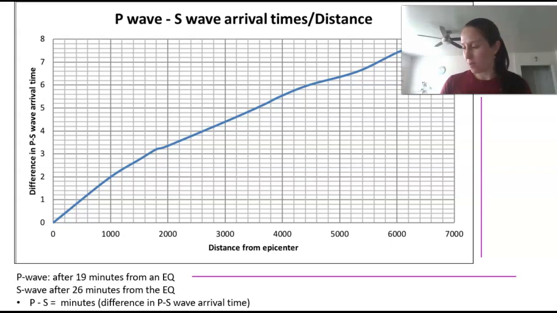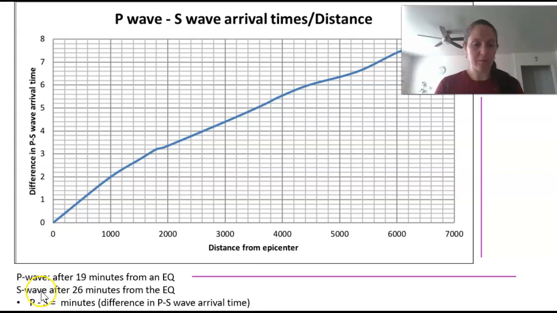Okay, so if question 19 had not told you that the P wave arrival time was 6 minutes after the earthquake and the S wave 12 minutes, but rather it had told you that the P wave arrival was after 19 minutes from the earthquake and the S wave 26 minutes after the earthquake, how you determine where to look within this graph is going to be by subtracting one arrival time from the other.